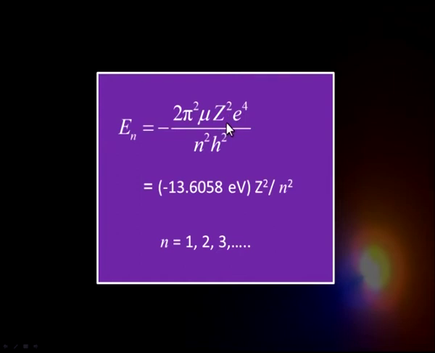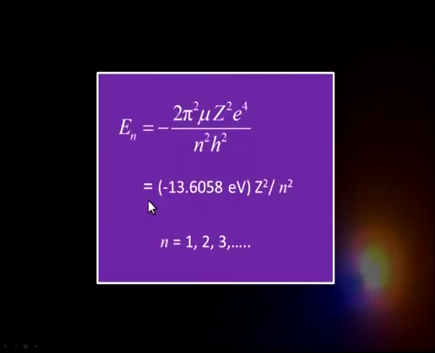For lithium, it is 3, and so on and so forth. So what I do is I just rewrite this expression by substituting the value of all the constants here and segregating Z and N terms here. So I get an expression equal to minus 13.6058 electron volt into Z square by N square. Now that's a general expression for all the systems I just talked about.